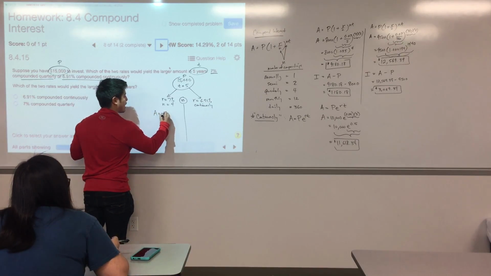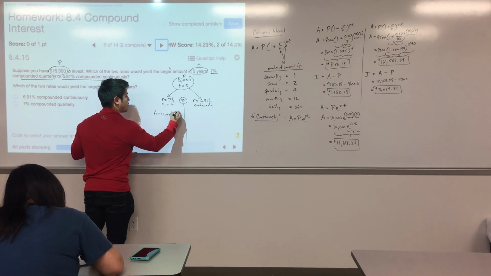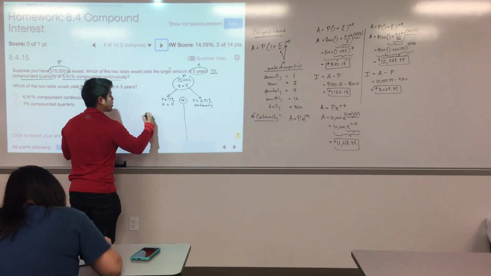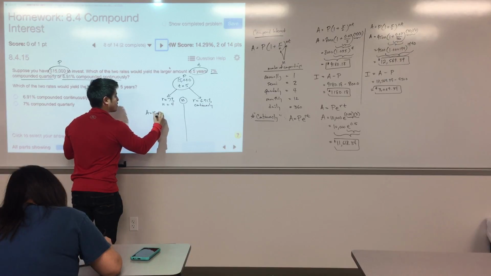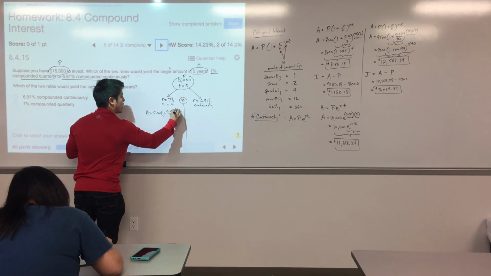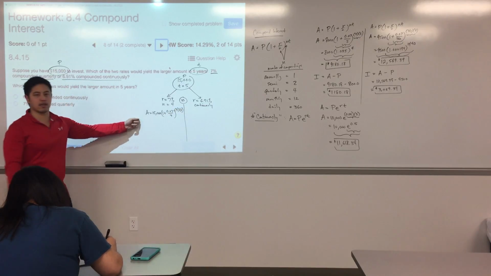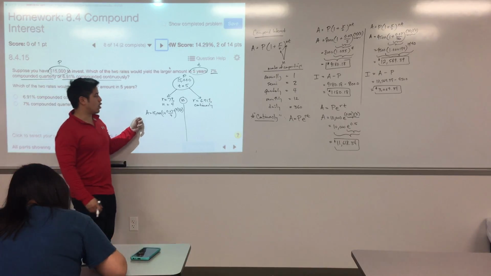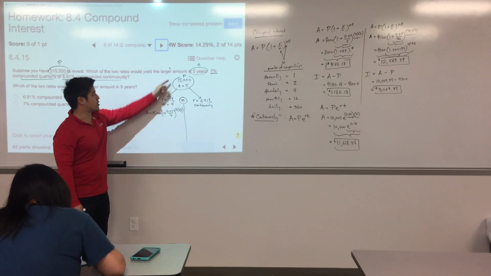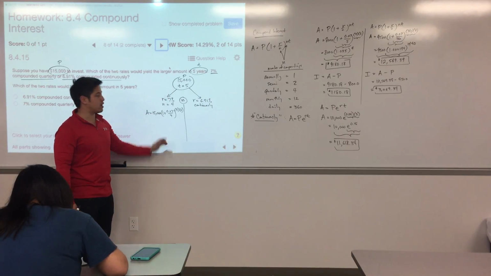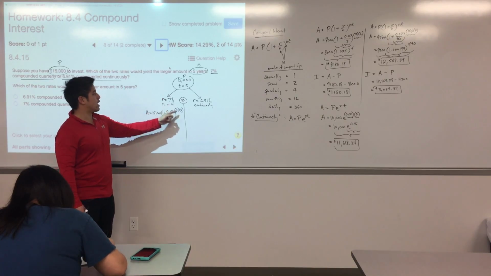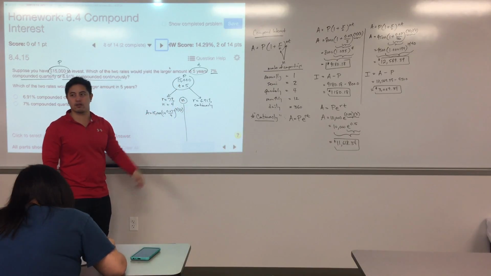A equals 15,000 times 1 plus your rate, 0.07 over 4. Let me rewrite this. So your future value is 15,000 times 1 plus R, 0.07 over N, to the N times your time, which is 5. We just set this up like the others. There's your principal, there's your rate for this account, there's your number of compoundings for this option, and the time is the same, 5 years for both accounts.